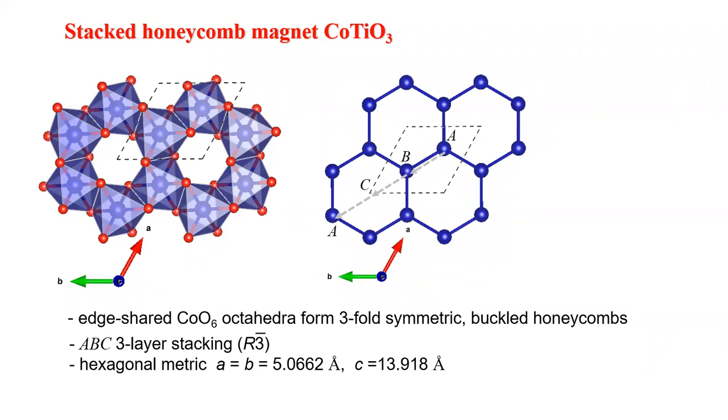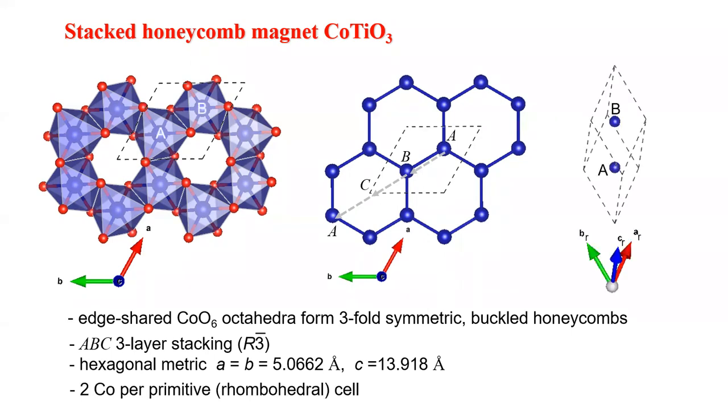And these are stacked up, not right on top of each other, but with some offset. But the vertical stacking actually doesn't increase the number of sublattices. So we still have two cobalts per primitive cell. Normally, this can be described by a rhombohedral cell, but we're going to use the hexagonal notation with a large c parameter and 3 layers per unit cell.